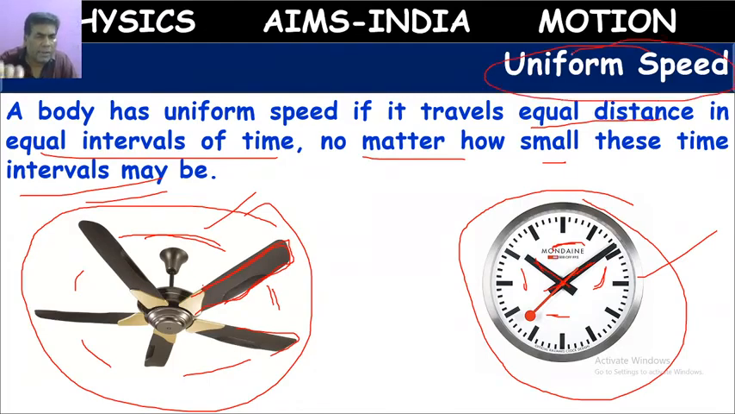If you change the speed of a fan, its speed will change. But if you keep it on the same speed, it will move with the same speed. This is about uniform speed, meaning traveling equal distances in equal intervals of time.